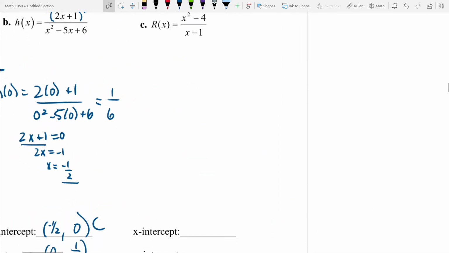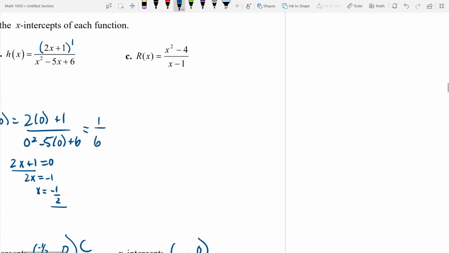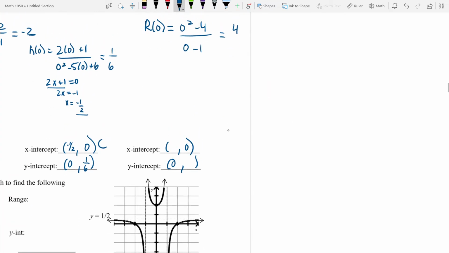Okay, let's do this one. To find the x-intercept, let y be 0. To find the y-intercept, let x be a 0. Okay, go right here. Let x be a 0. So r of 0 is equal to 0 to the second minus 4 over 0 minus 1. That's a -4 over a -1, which is a +4. So if x is 0, y is 4.